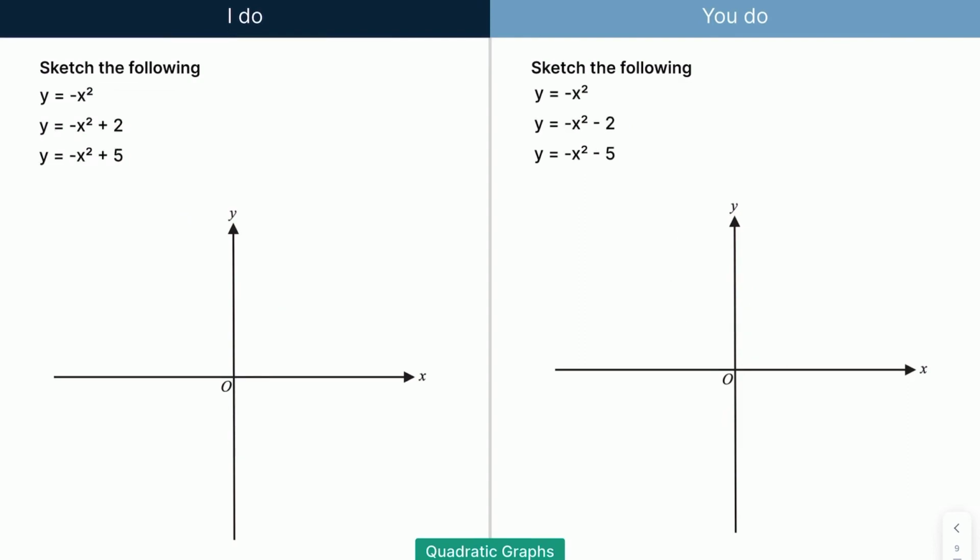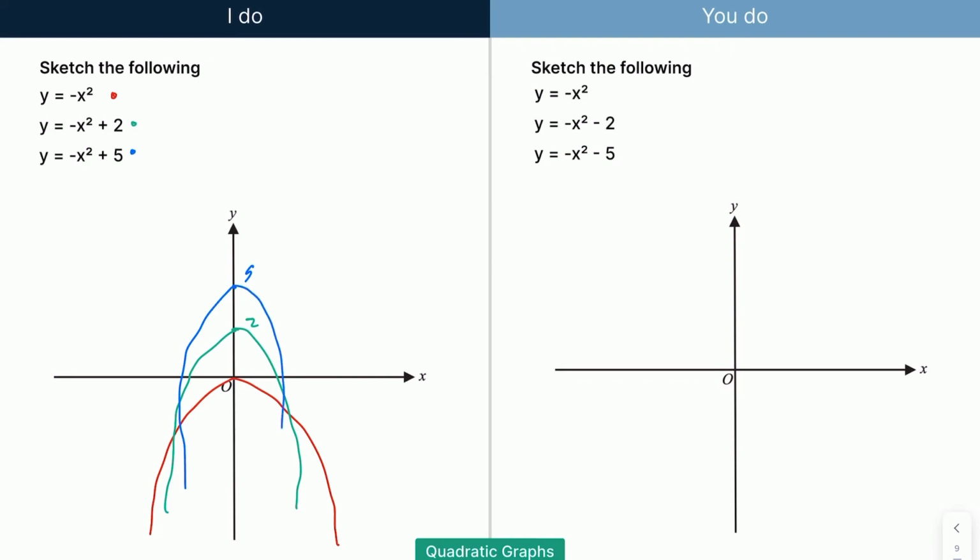Now, moving on, we've got a negative now. So the negative just means it's upside down. So that's that. Now, the +2 means we're going to cross 2 instead of 0. So that 2's there. So again, it will look something like that. And the final one is just saying, well, it's the same graph passing through 5.